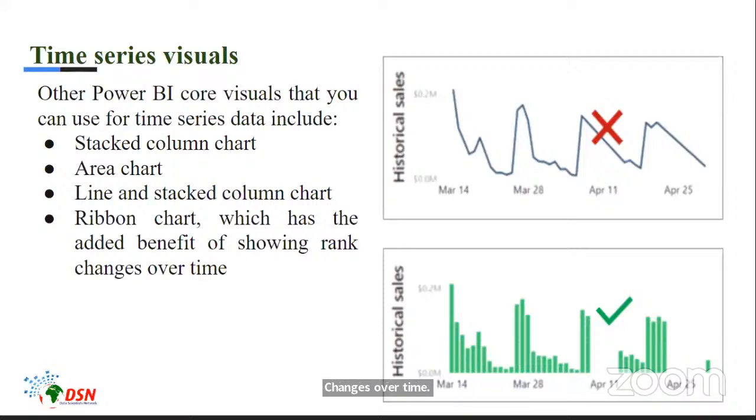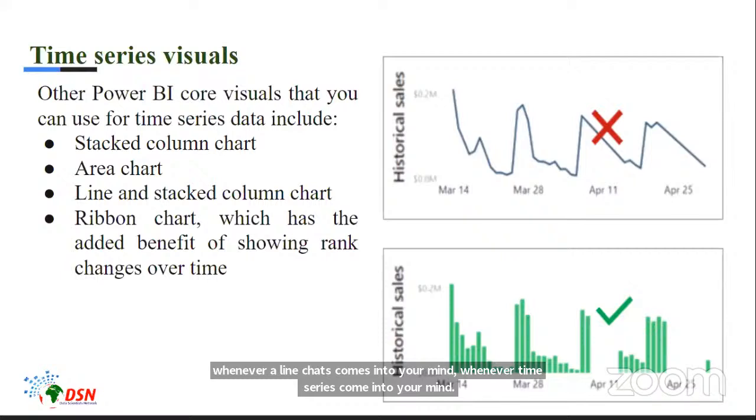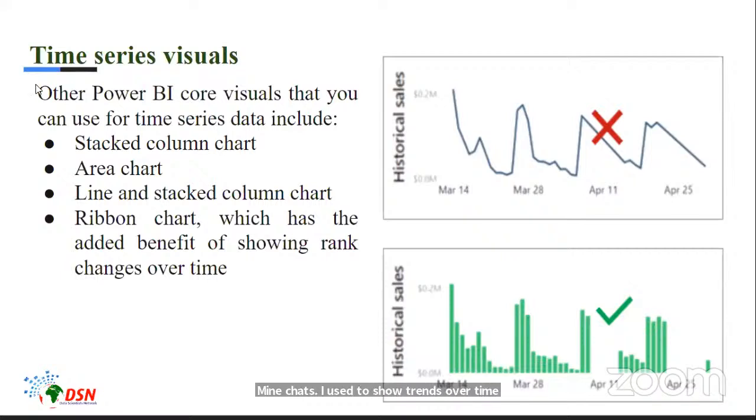So whenever a line chart comes into your mind, whenever time series analysis comes into your mind, line charts are used to show trends over time. But when we talk of time series analysis, you can use other charts, for example, stack column, area chart, and so on. I know you have a few questions to ask me. Now, why is the line chart ticked as wrong and this one ticked as correct?